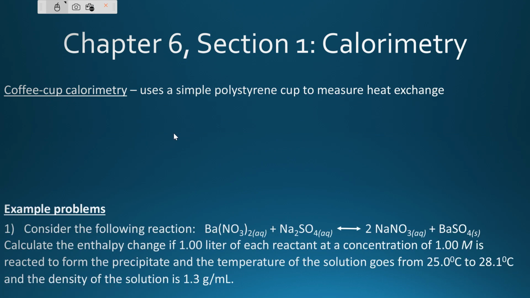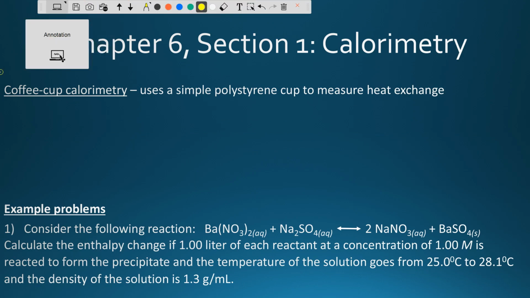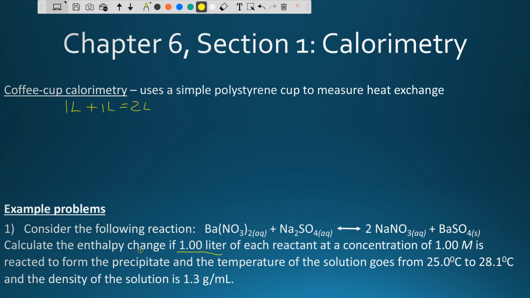Okay, so now we're going to be considering this reaction where we see there's actually a reaction going on. We have my specific heat and we're creating the water, or basically it's going into water. We want to see the enthalpy change if 1 liter of each reactant at a concentration of 1 molar is reacted to form the precipitate. Okay, now be careful in here, because we're adding 1 liter of each reactant. So that's 1 liter of one thing and 1 liter of the other thing. So we're having 2 liters total in this equation. Okay, so I have my barium nitrate and my sodium sulfate.